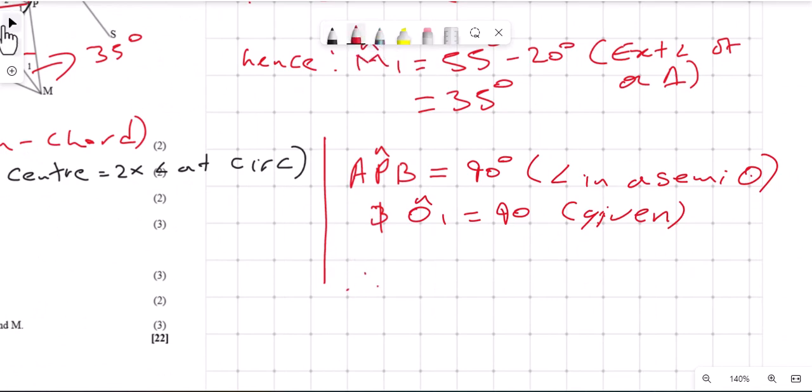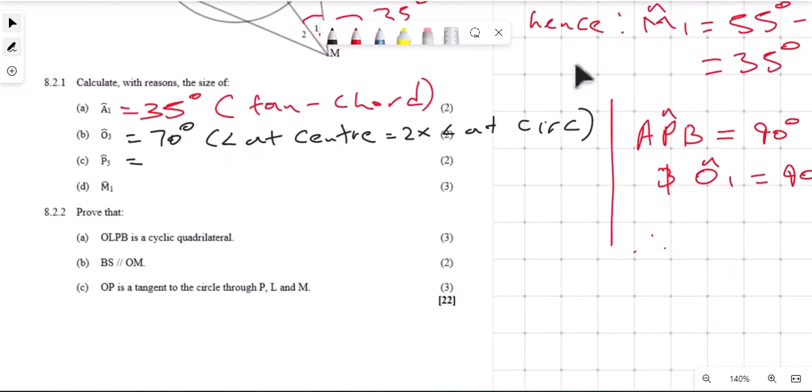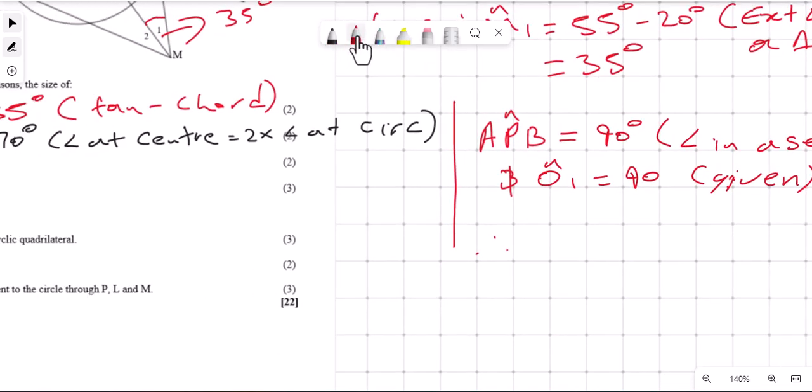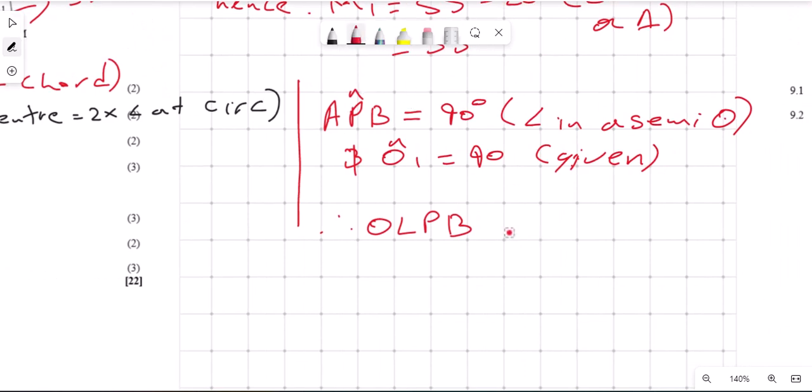Therefore, we conclude that OLPB is a cyclic quad. There is our 3 marks. OLPB is a cyclic quad. Give us a reason.